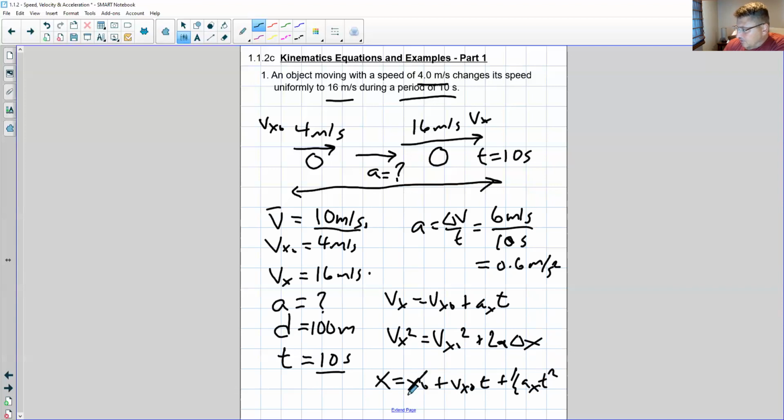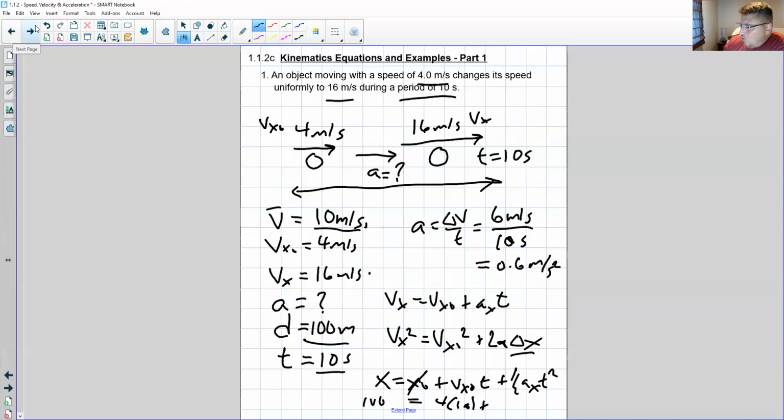And this would be 0. I could just make my initial position 0. X would be d, right? Remember, if delta x is the change in distance or the change in position, so essentially we're going 100 meters in a straight line. So it would be 100 equals Vx naught, so 4 times 10 plus 1/2 times a times 10 squared. And if we go through that whole process, we'll get to an acceleration of 0.6 meter per second squared. And you can try that out on your own.